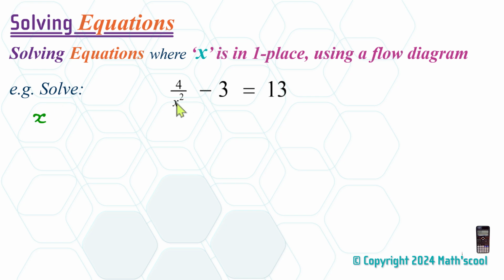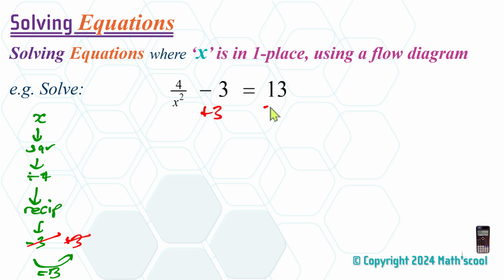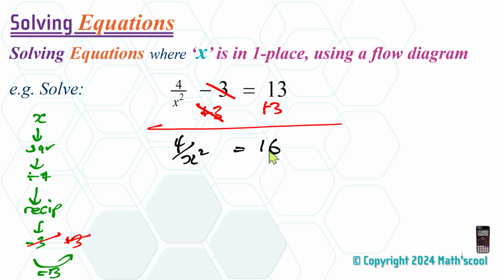X is at the bottom of the fraction, so I'm going to read it upside down. Obviously this fraction says 4 divided by x squared, but I'm going to read it as x squared divided by 4, which is upside down. So now I'm going to say recip. Recip will flip it the right way up now. And then minus 3 is equal to 13. So I'm going to add 3 to both sides, add 3, and so that's going to give me 4 over x squared equals 16.